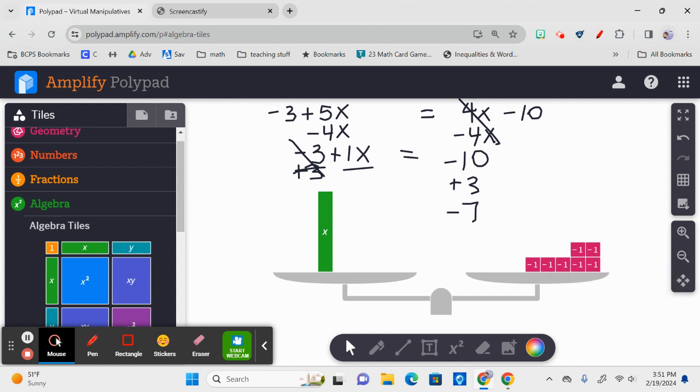Now you can see that I've got 1, 2, 3, 4, 5, 6, 7. My 1x is equal to negative 7. We're going to do a couple more problems like this, and then I will give you guys time to practice.